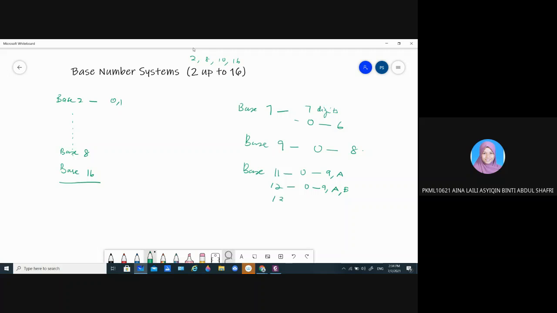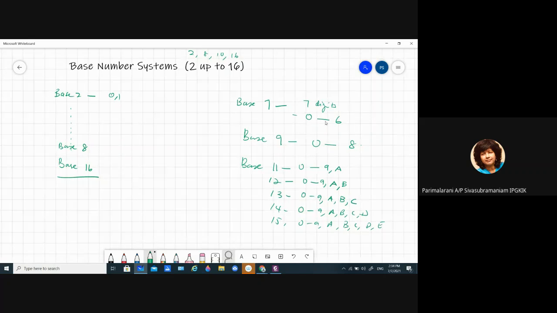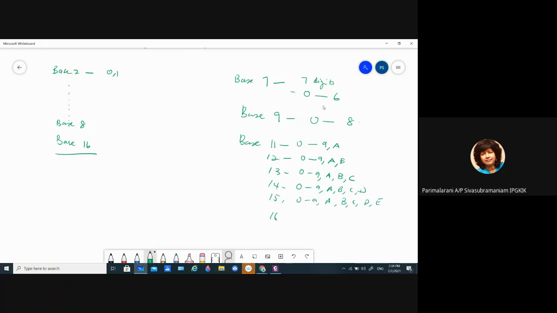So base 13 will be 0 to 9, and then A, B, and C, because A is 10, 11, and 12, okay? Base 14 is 0 to 9, A, B, C, and D. Base 15 will be 0 to 9, A, B, C, D, and E. And base 16 is 0 to 9, and we have A, B, C, D, E, F. A represents 10, B represents 11, C is 12, D is 13, E is 14, and F is 15.